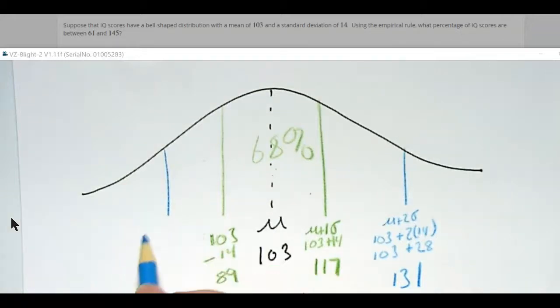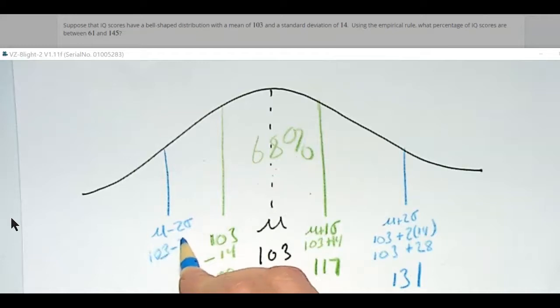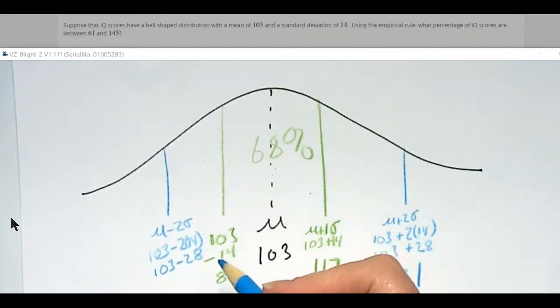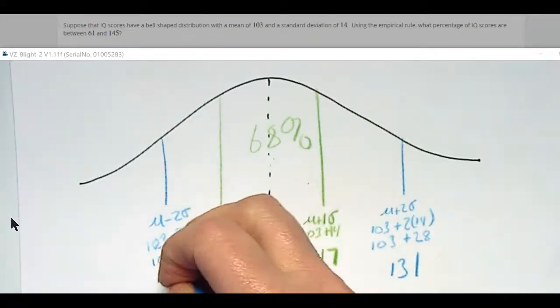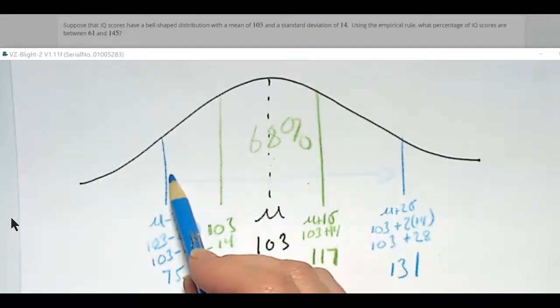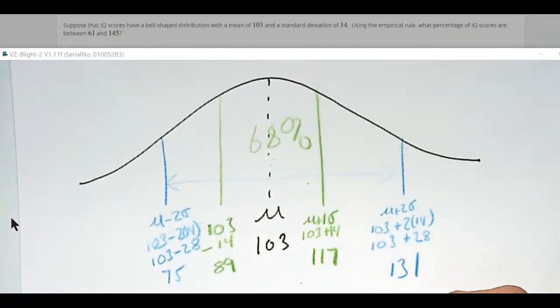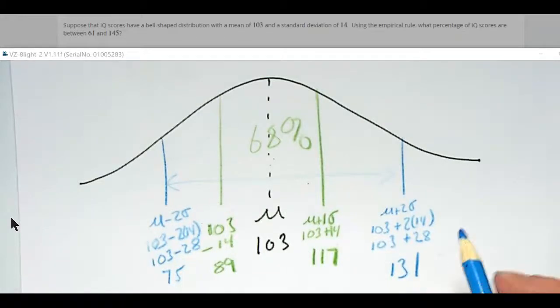So then here we have mu minus 2 standard deviations, which is our average, or our mean was 103. We're going to take away 2 times 14, so 103 minus 28. Did you do it ahead of me? It's 75. 75, thank you. Ooh, 75 is a nice number. Okay, so between these two, do you remember what the empirical rule is for within two standard deviations? Do you remember what that percentage is?